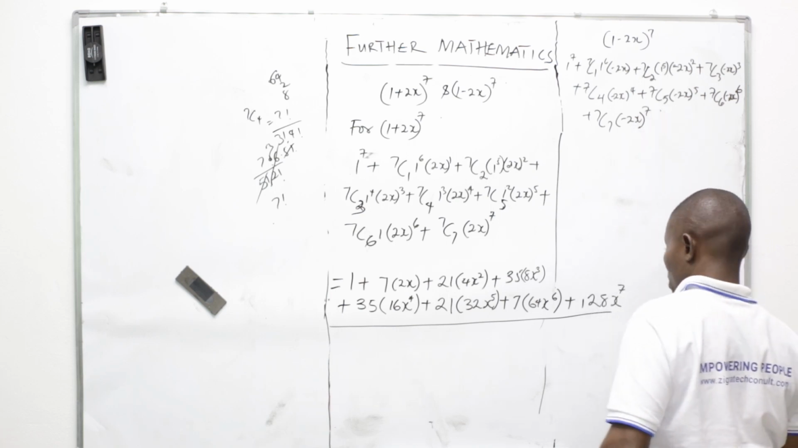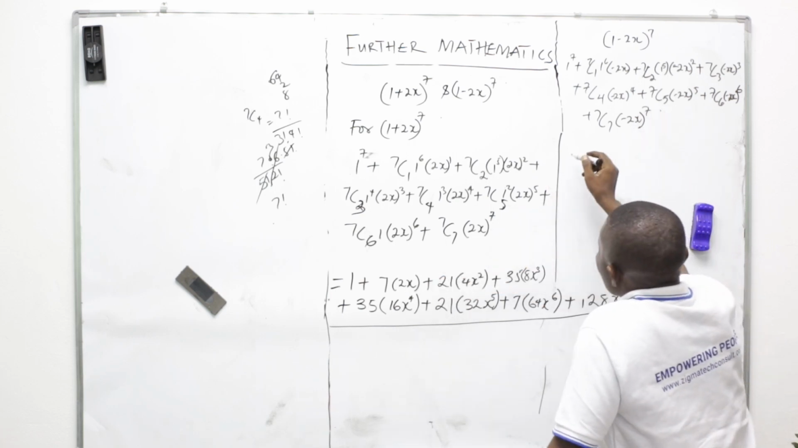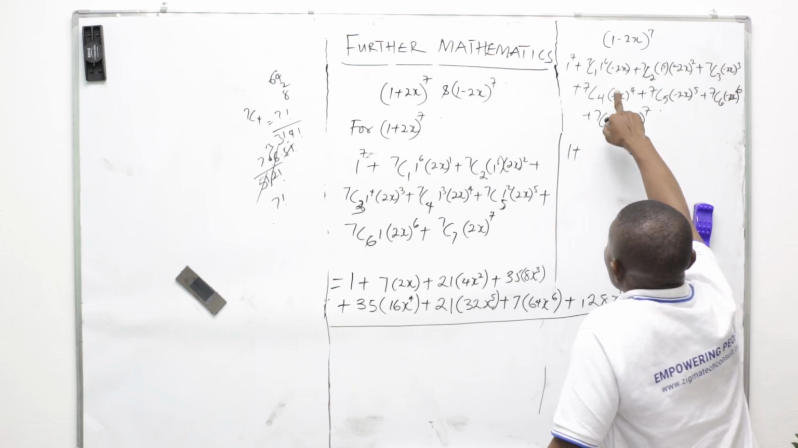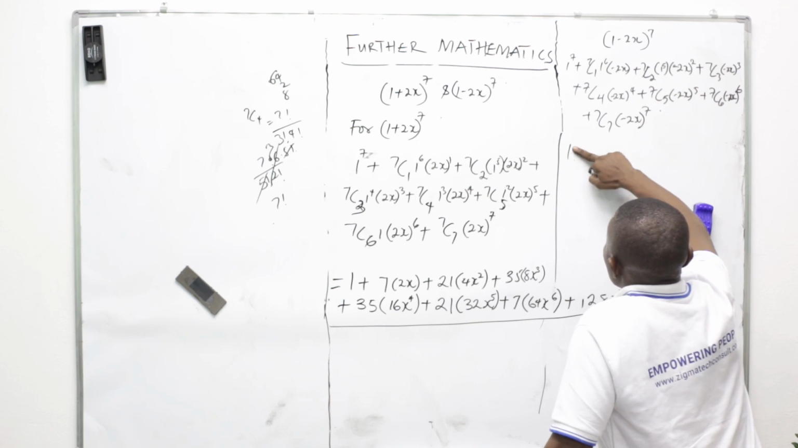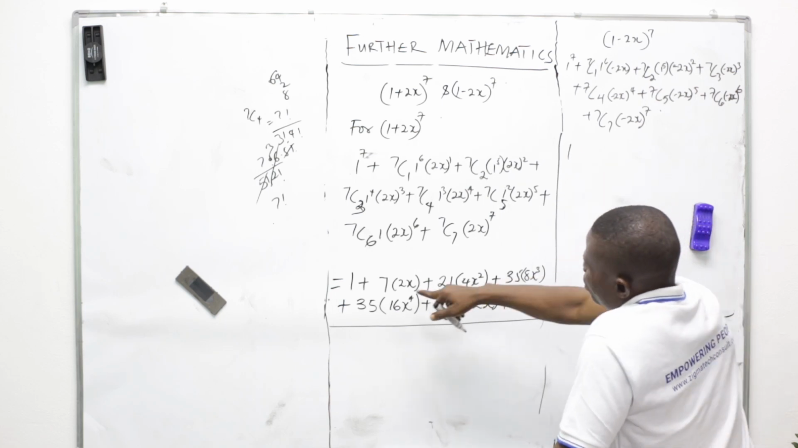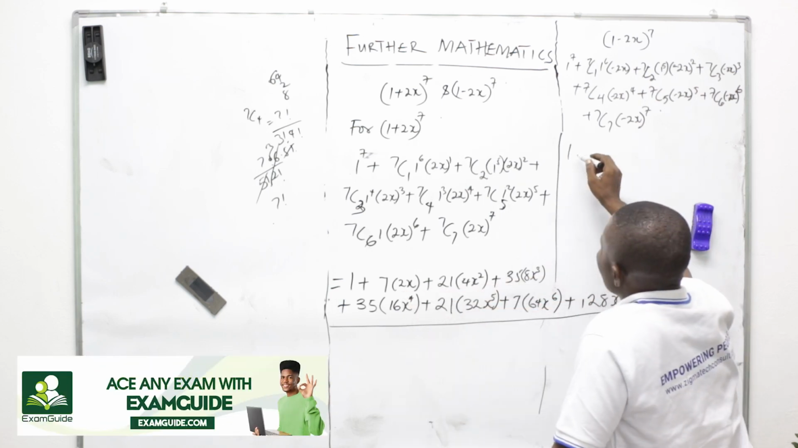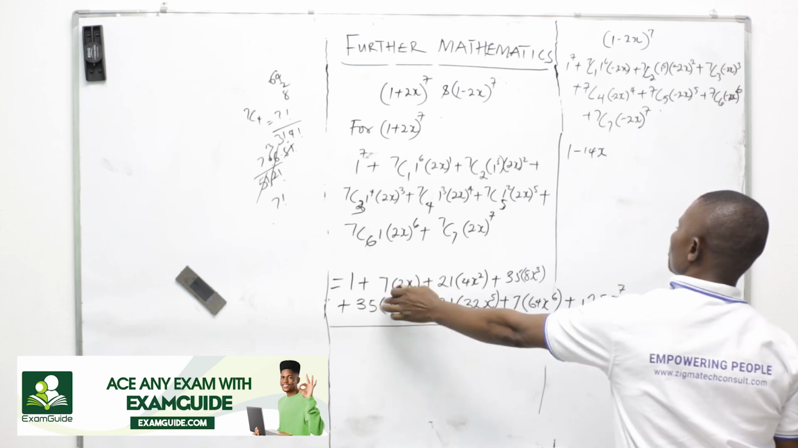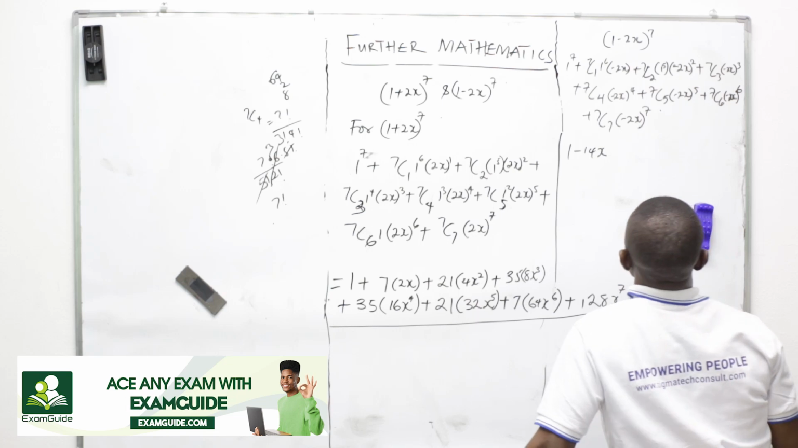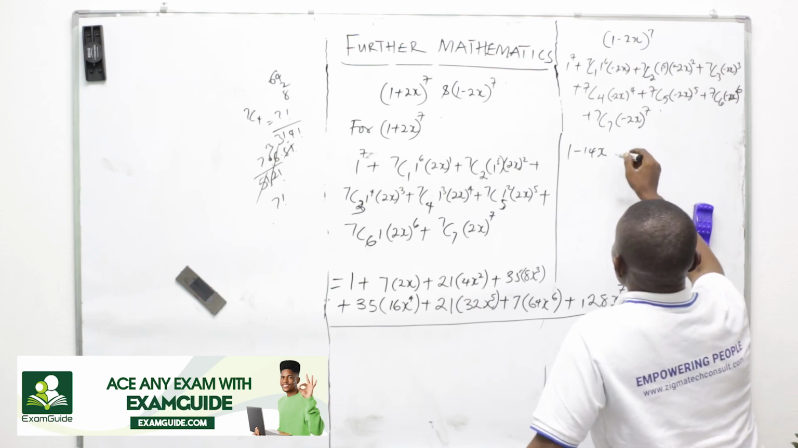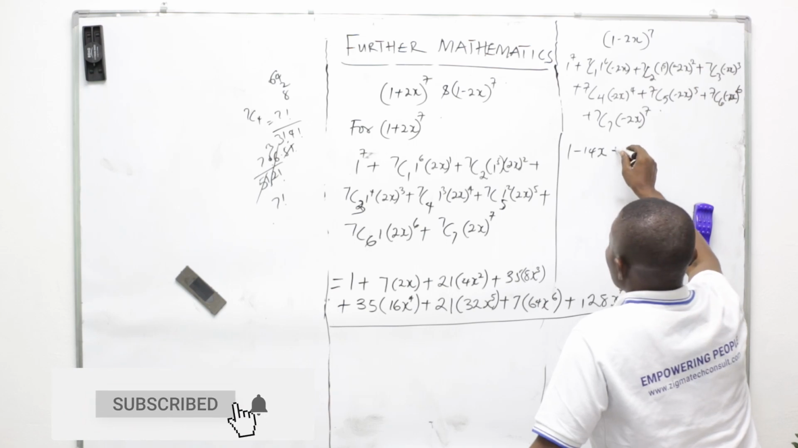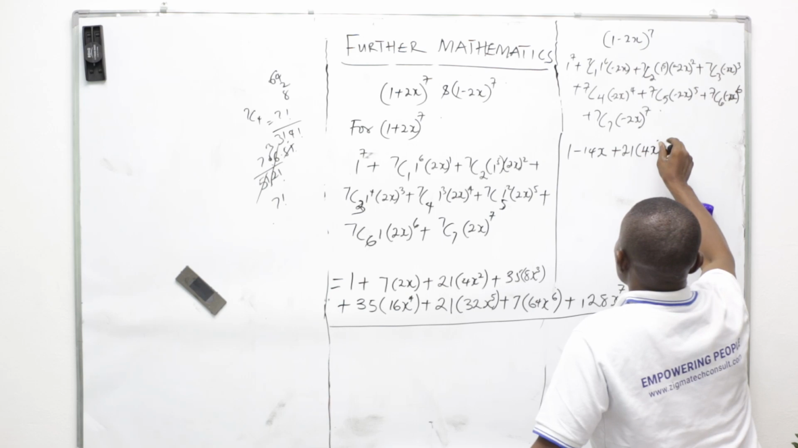Okay. I haven't gotten the one for plus. Let's just pick the values. This is power 1, meaning minus. Here is minus 14x. Why is this one plus? Because it's positive. So this is going to be plus 21 into 4x squared.